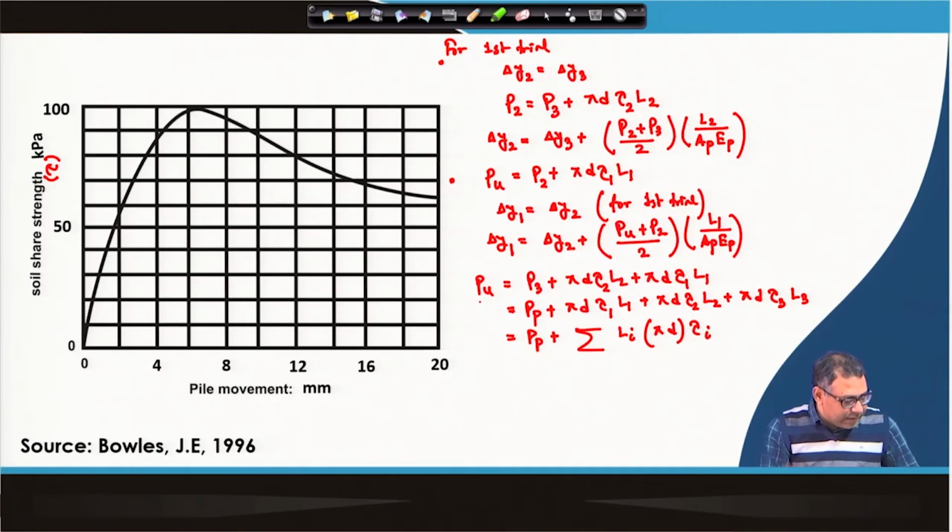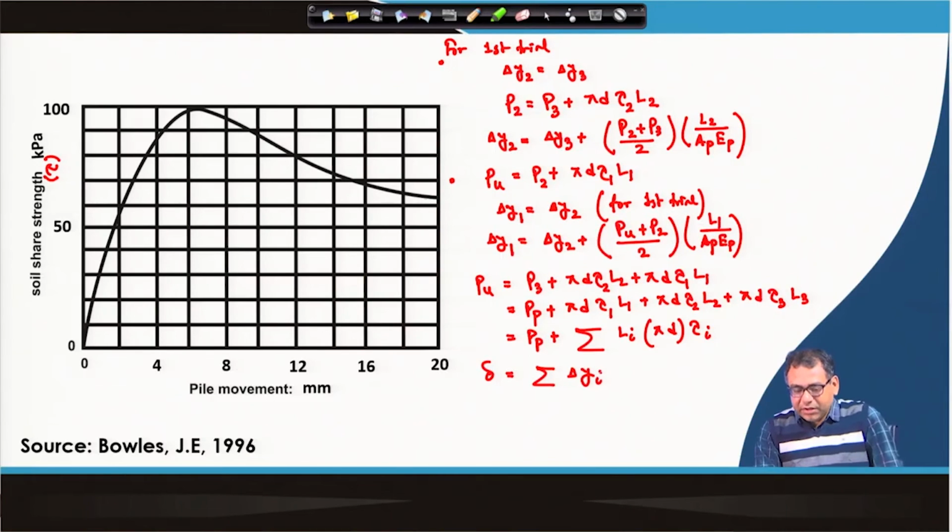And what would be the deflection of the pile? The deflection of the pile, the total deflection of the pile is equal to the summation of del y I. So, summation of all del y I will be the deflection of the pile. Okay. So, if I add the summation of each center point, deflection of each segment, that will give us the deflection of the pile.